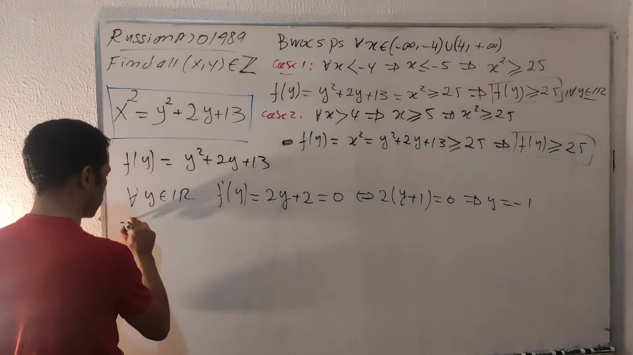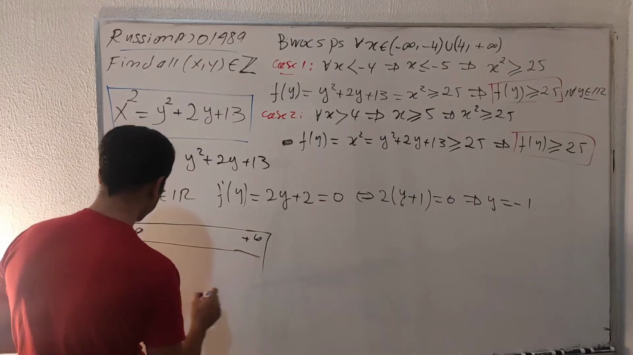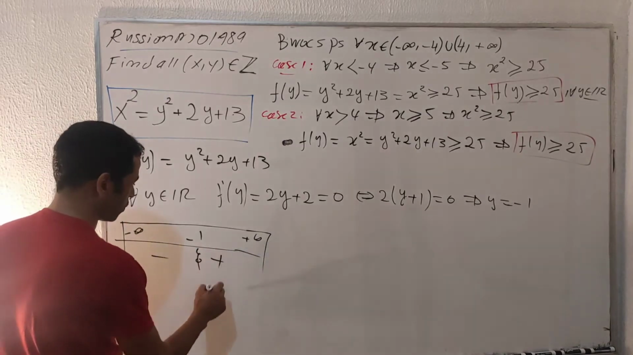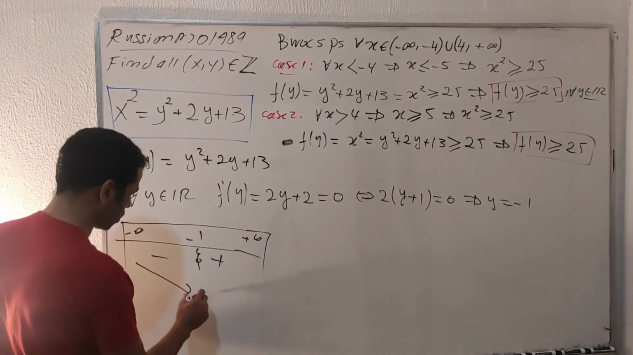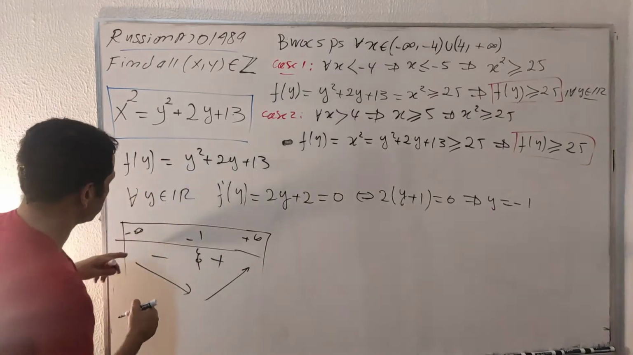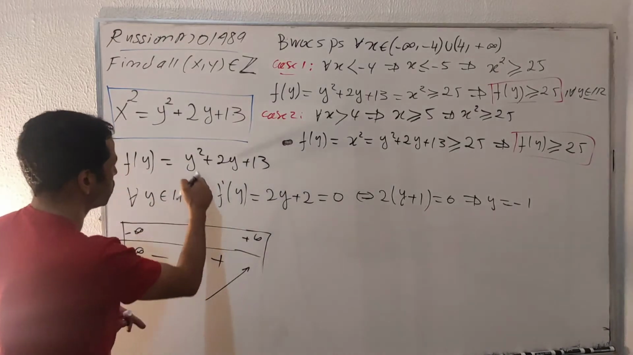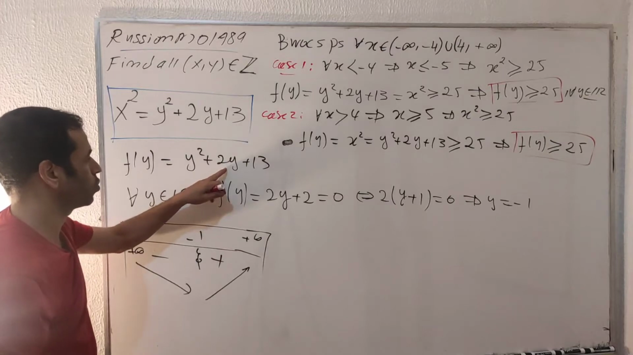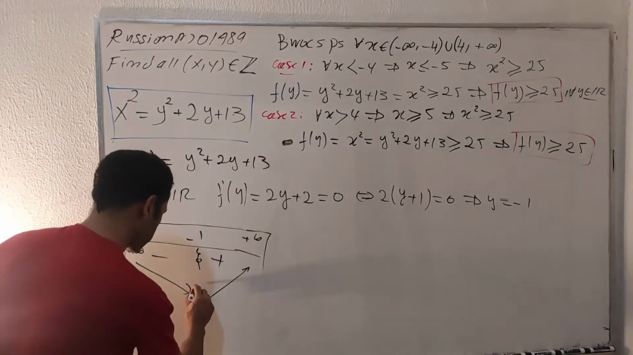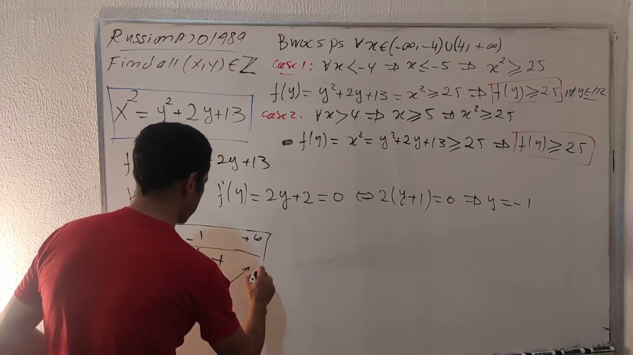Let's put this in the variation table. I get minus infinity and plus infinity. Let's put this minus 1 here. We get that this is negative here and positive here. So this function is decreasing on this interval and increasing on this interval. When y is going towards minus infinity, you get plus infinity. Replacing y with minus 1, you get 1 minus 2 plus 13, which is 14 minus 2, which is 12. So we get the minimum value is 12 here. The limit as y goes towards infinity equals infinity here.